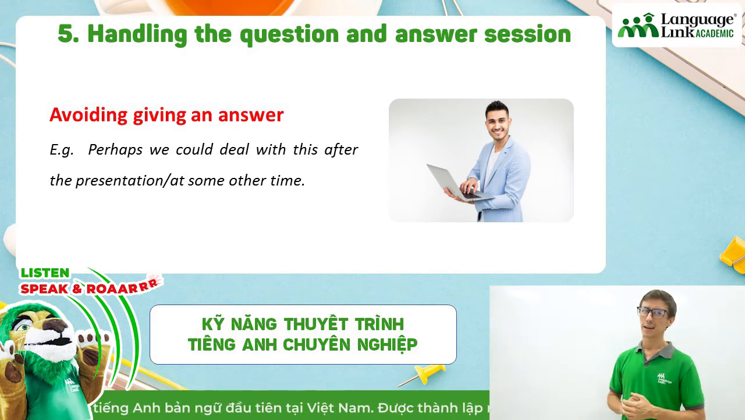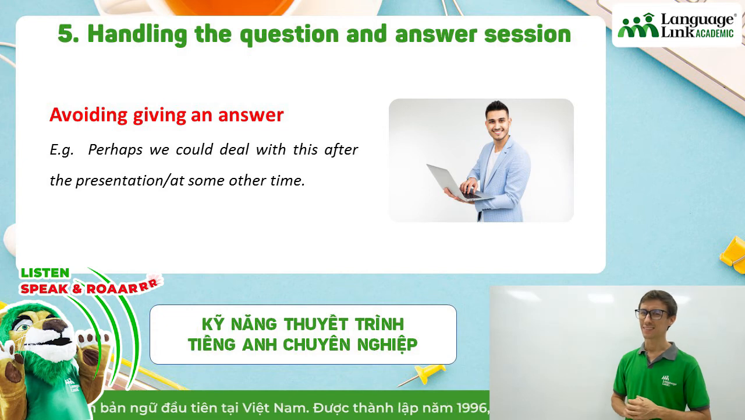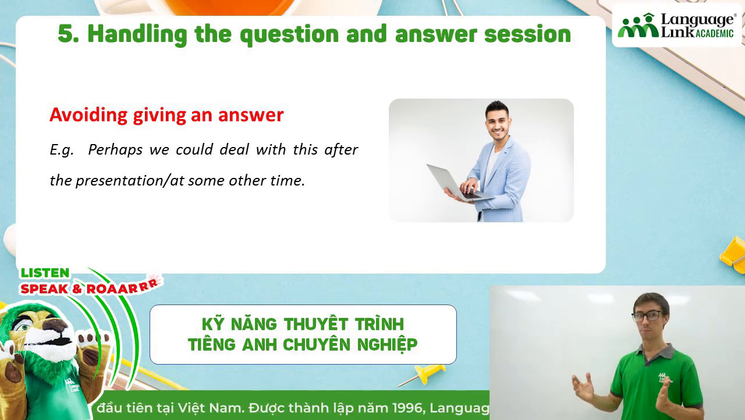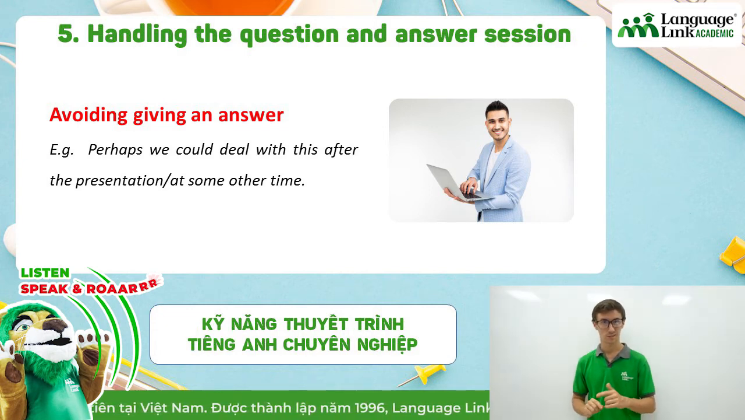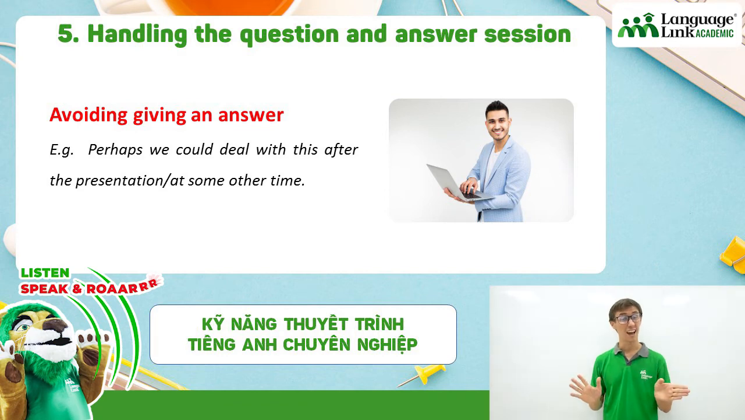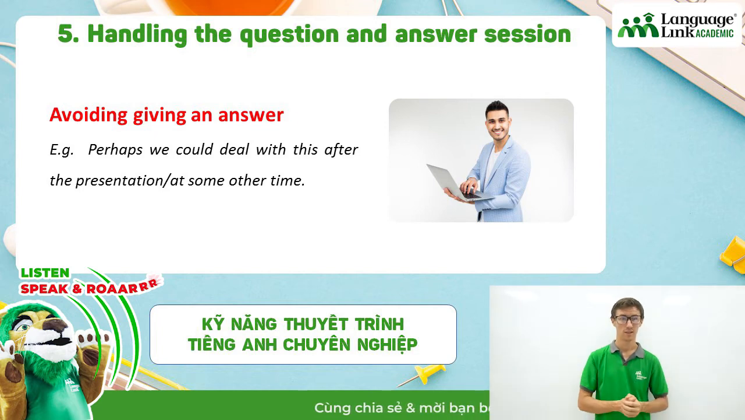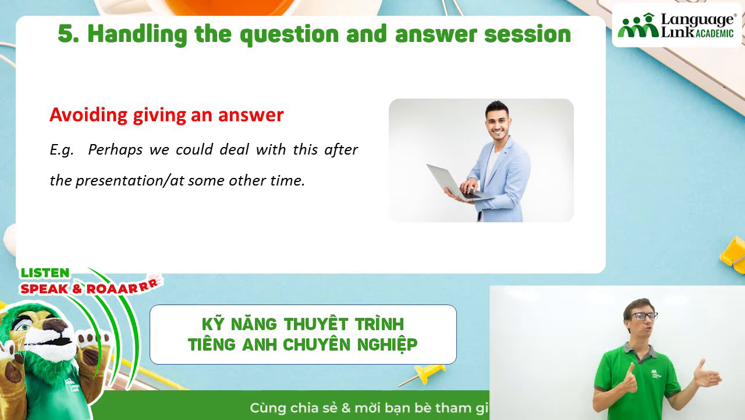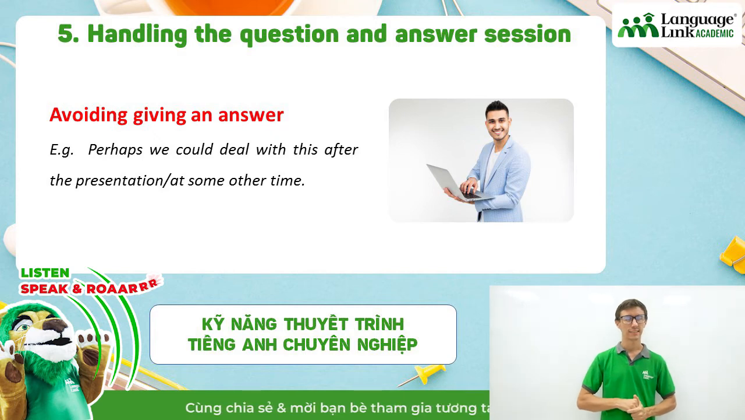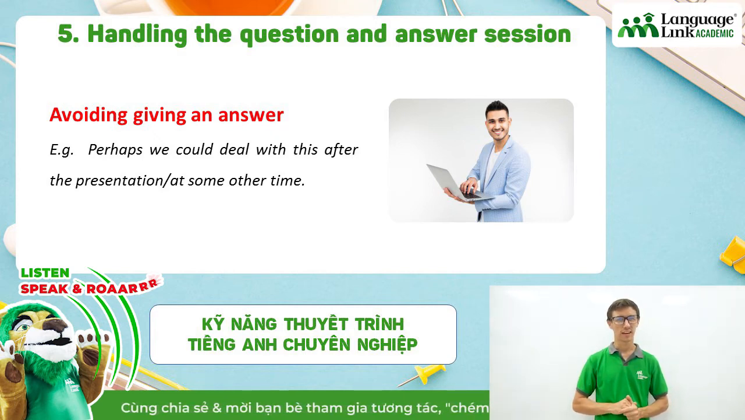"If you don't mind, I'd prefer not to discuss them today." Very polite. Two clauses. The first one, "if you don't mind." We're saying, I'm sorry about this, but I'm asking their permission. "I'd prefer not to discuss that today." It's a very polite way of saying, I don't want to talk about that.